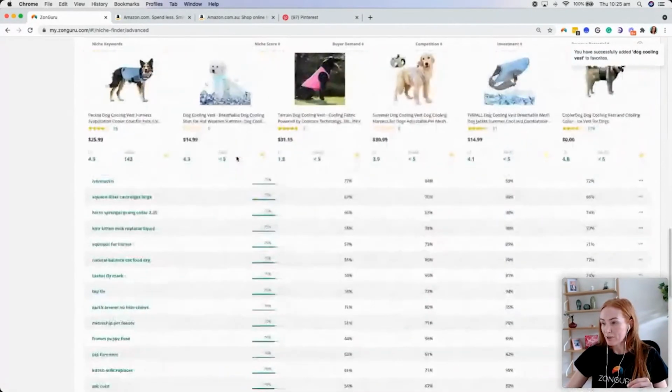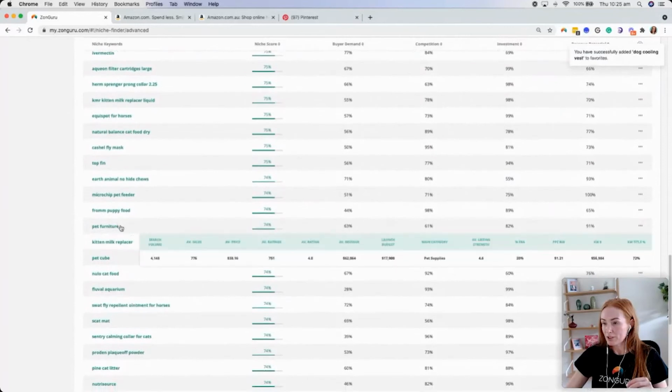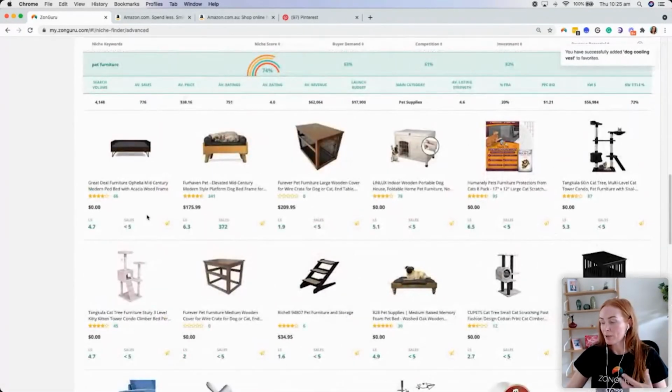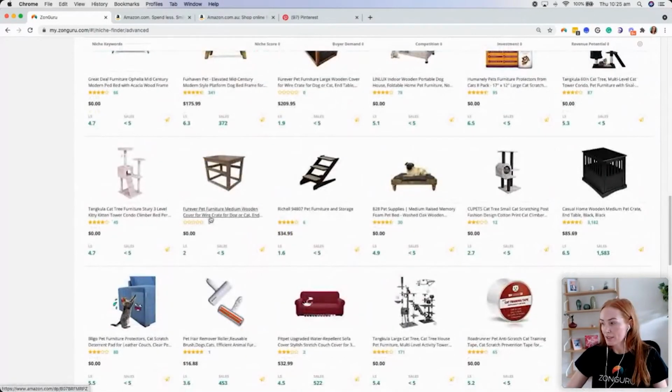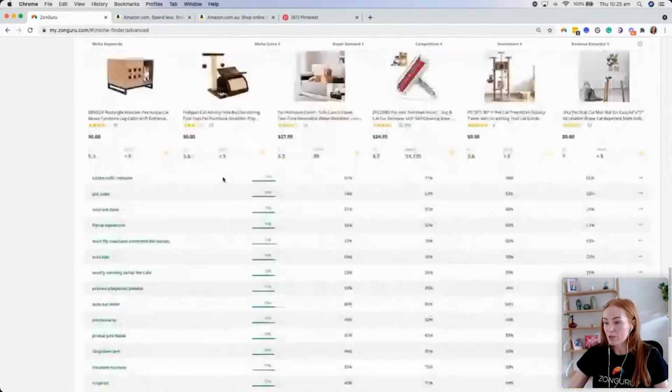Now, if I keep going, let's have a look. Pet furniture. Pets are part of the family. They're willing to pay a premium for furniture for pets that look amazing. Like, look at that price point. That's in US dollars as well. If that was flat packed down, it probably wouldn't be as bulky as it appears. They're great opportunities.